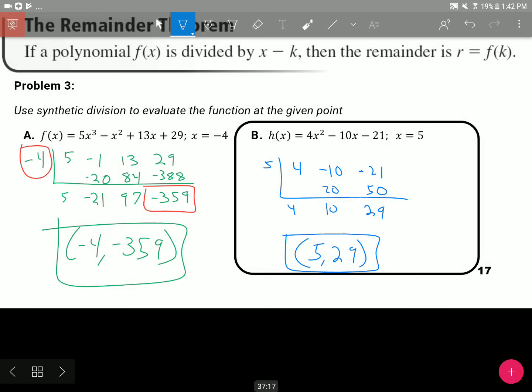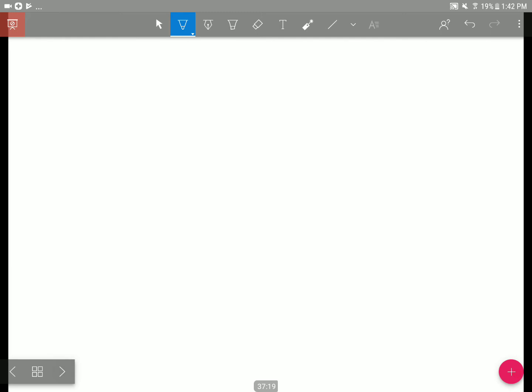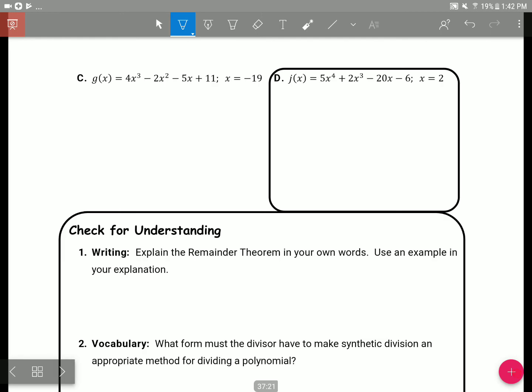I want to address one more thing. Turn the page. Go to letter C. Hold your answer to yourself for a second. Don't answer it immediately. I want you to think: do you need to add a 0? Don't yell it out. All right, for letter C, do you need to add a 0? No. Good. The highest one is a 3, and then we've got a 2, a 1, and a constant. Okay, don't yell it out again. Letter D. Do you need a 0?